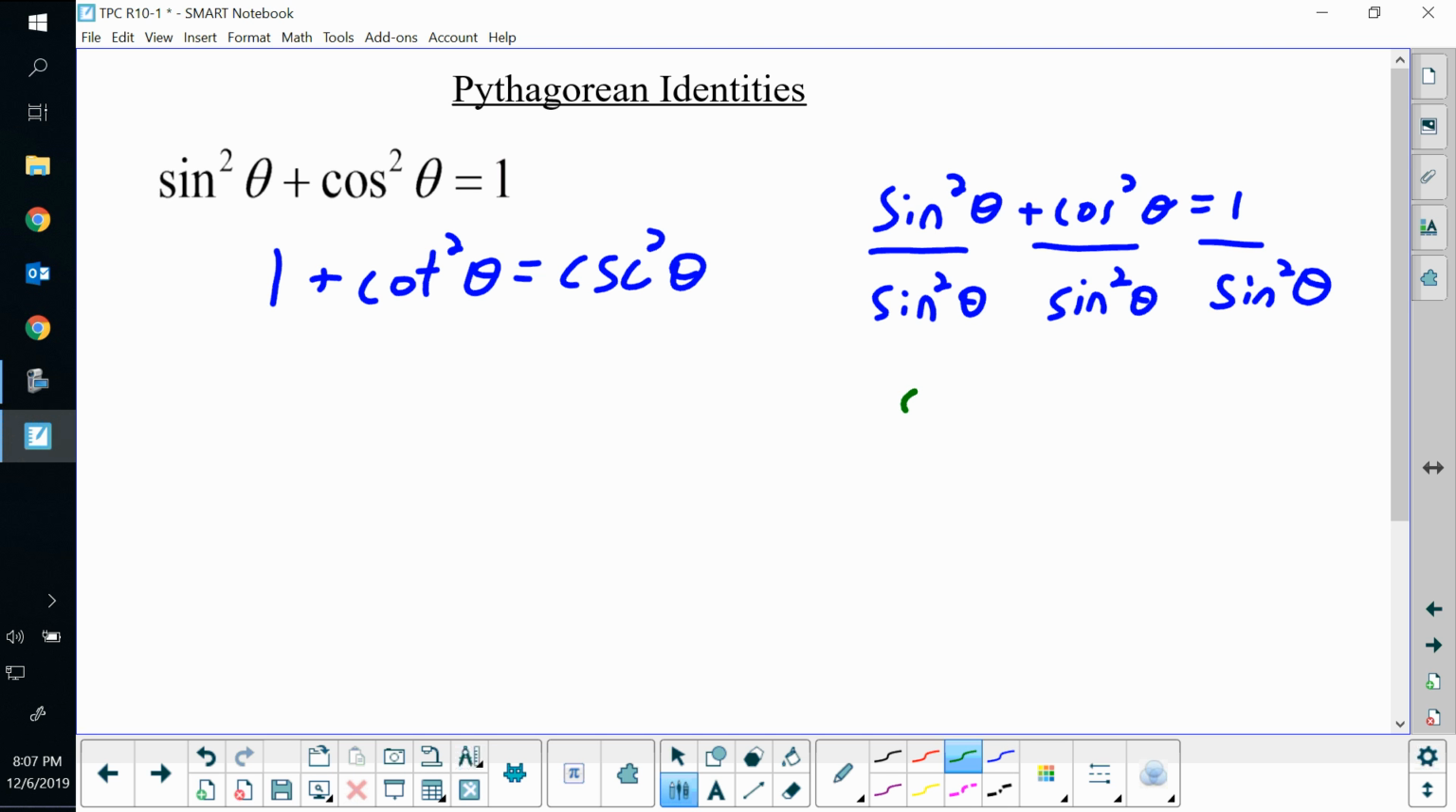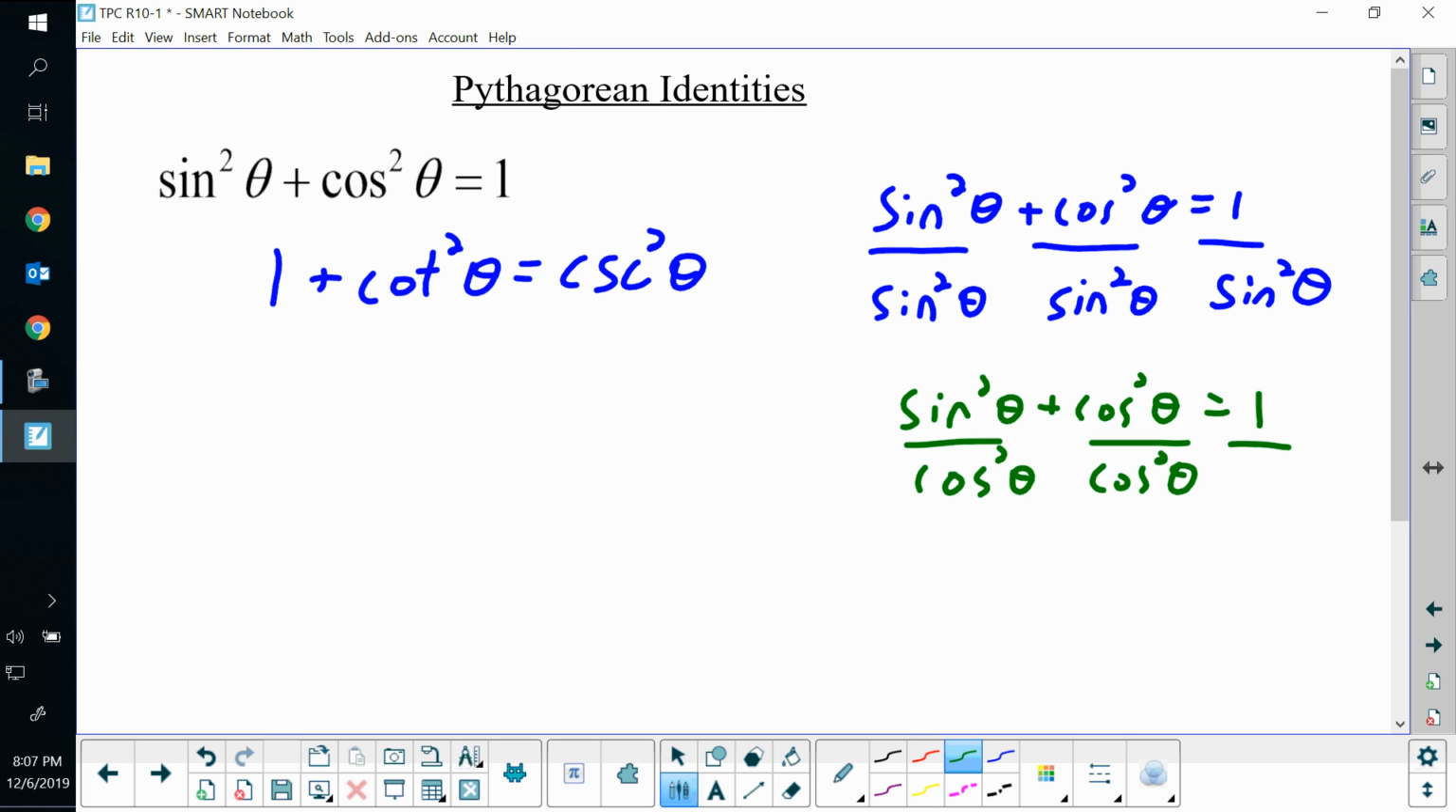Taking that same original one again, we could get a different Pythagorean identity by instead dividing all of them by cos squared theta. A sine divided by a cos we know from above is a tangent. So we get tan squared theta. Anything divided by itself is 1. And then 1 over a cos gives you a secant. So we have secant squared theta.